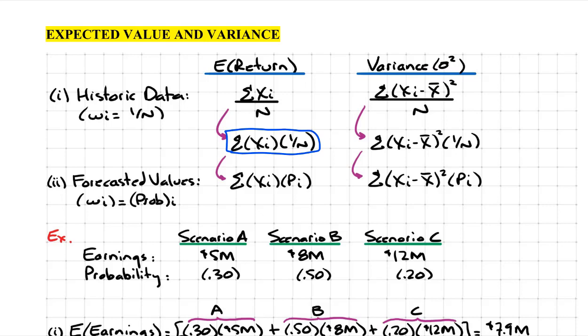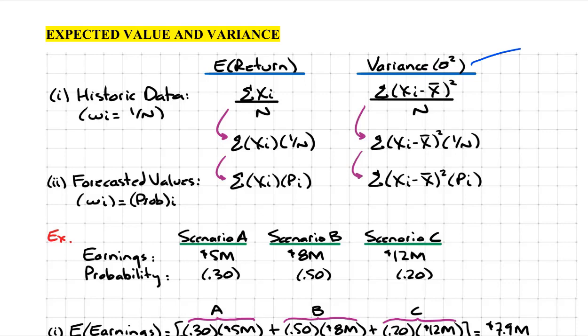And the only thing I have to do, and you can see that right here, is that if we were using forecasted values to calculate expected return, the only thing I would change is the weight. So I went from 1/n for historical data to probabilities, because now we're looking at forecasted values. And the same process is going to occur when we compute variance.